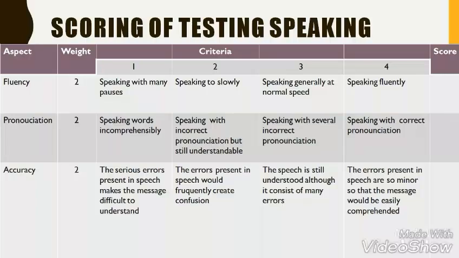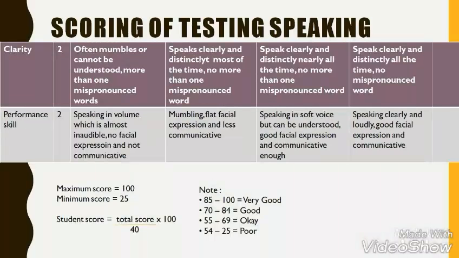Scoring of testing speaking. This is the scoring of testing speaking. You can see based on the slide there are 5 aspects. The first is fluency, and the second is pronunciation. The third is accuracy. The fourth is clarity, and the last is performance skill.